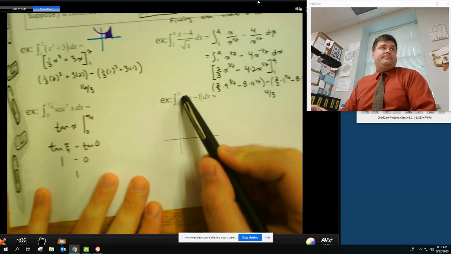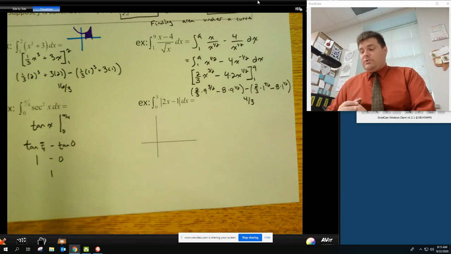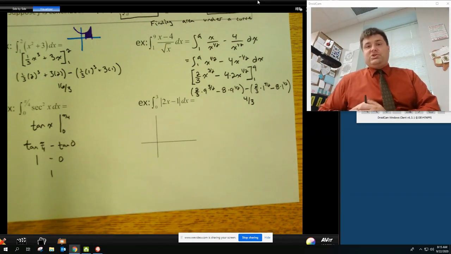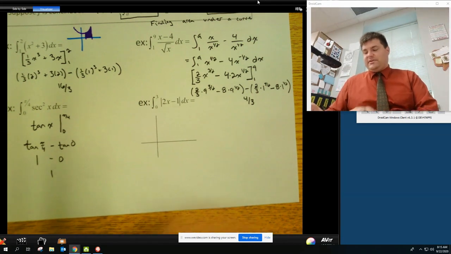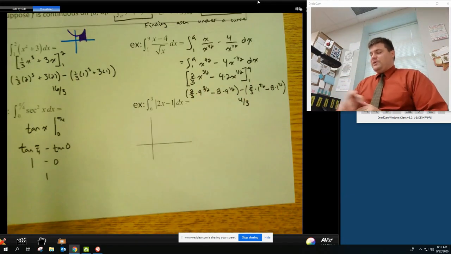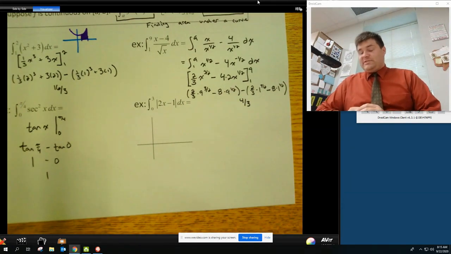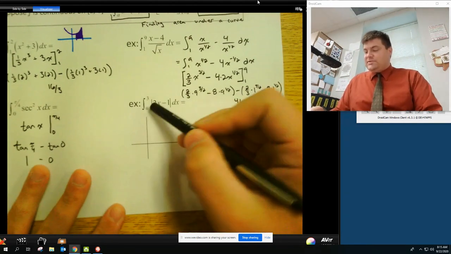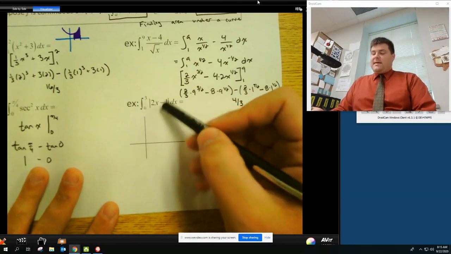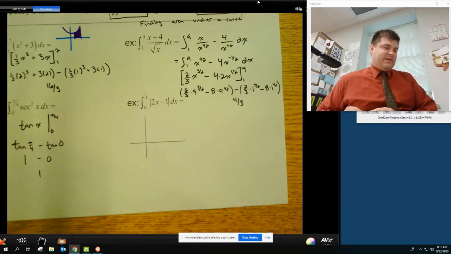Next example. Now, there's a previous video where I mentioned that if you could ever use geometry, use geometry. And this is actually going to be a case right here. Because in order to take this antiderivative, I need to break this up because this is two different curves. Remember, an absolute value is like a piecewise function. So there's two different curves for an absolute value.